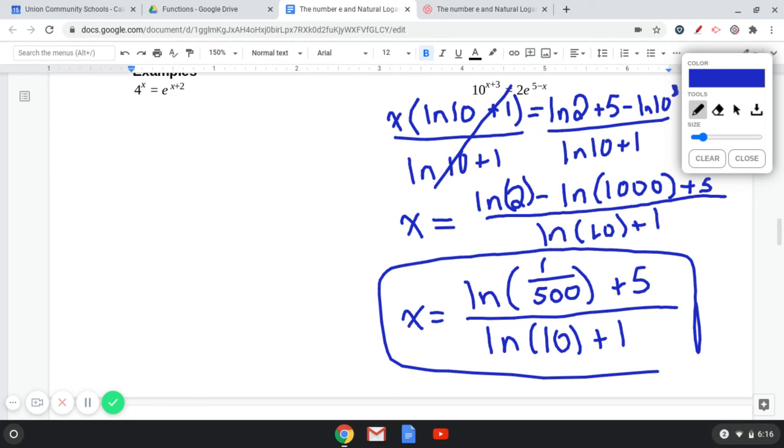That was a long problem. But yes, the key really is just taking the natural log of both sides, using your laws of logs, and some old algebra skills to solve for x. That's going to be it for this video, solving equations with exponents using natural logs.